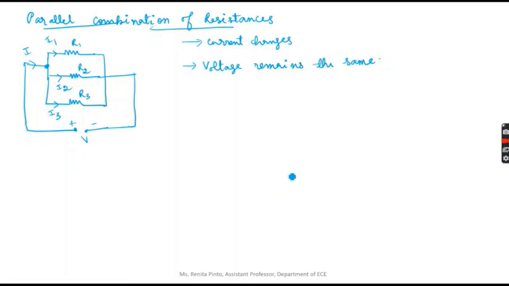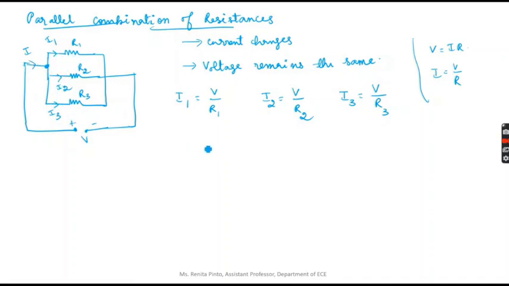So let me start with the derivation. According to your circuit and according to Ohm's law, V is equal to I into R. Now, according to Ohm's law, I can be written as V by R, right? For this circuit, current I1 can be written as V by R1, current I2 as V by R2, and current I3 as V by R3. From the circuit you can see current I is divided into I1, I2, I3. So I can also write I is equal to I1 plus I2 plus I3.